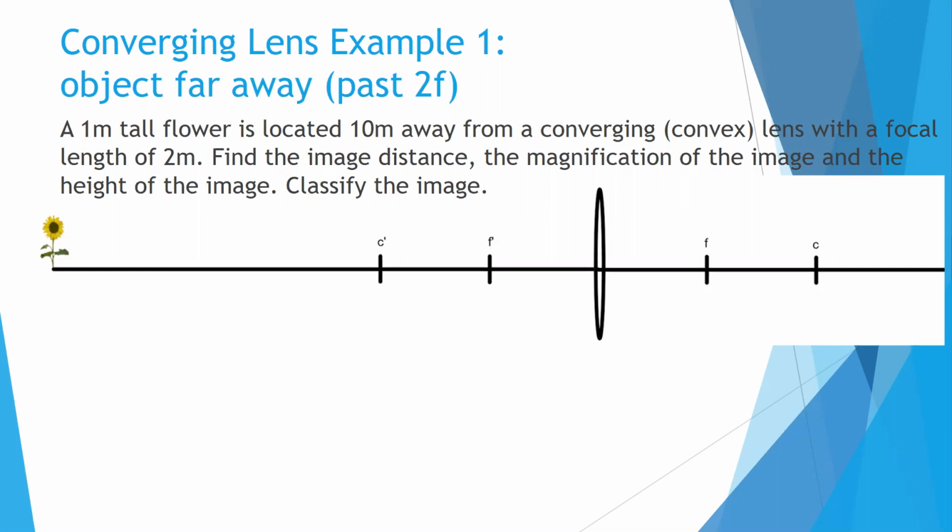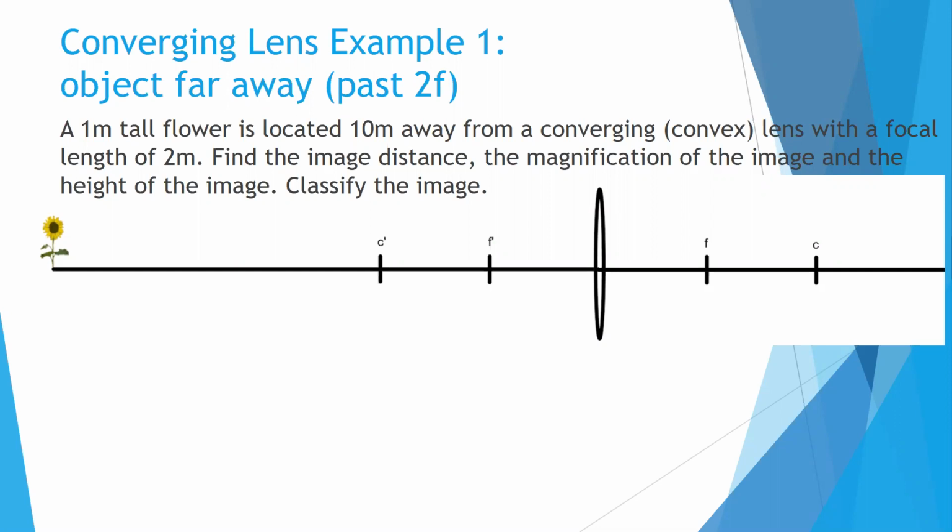So our scenario: we've got a 1 meter tall flower. It's located 10 meters away from a converging lens, which is a convex lens, with a focal length of 2 meters. Find the image distance, the magnification of the image, and the height of the image. Then we're going to classify the image. So here's a picture of what we've got going on.